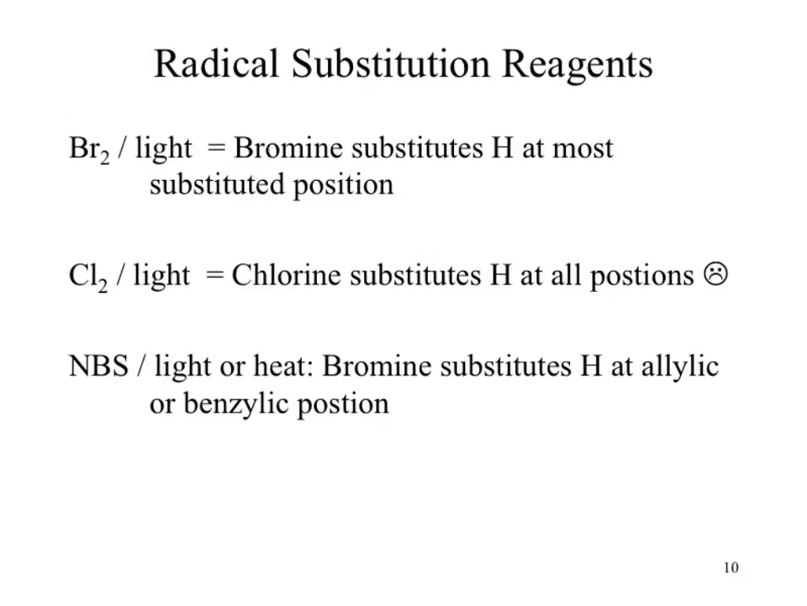So radical substitution reagents, bromine and light. We're looking at doing our reactions with alkanes. Chlorine and light, you might see, not a very good option. Last one, NBS and light or heat. Both work with the NBS. The bromine will substitute a hydrogen at an allylic position. Right? It'll still work with the alkanes, so we could use it for all of those.